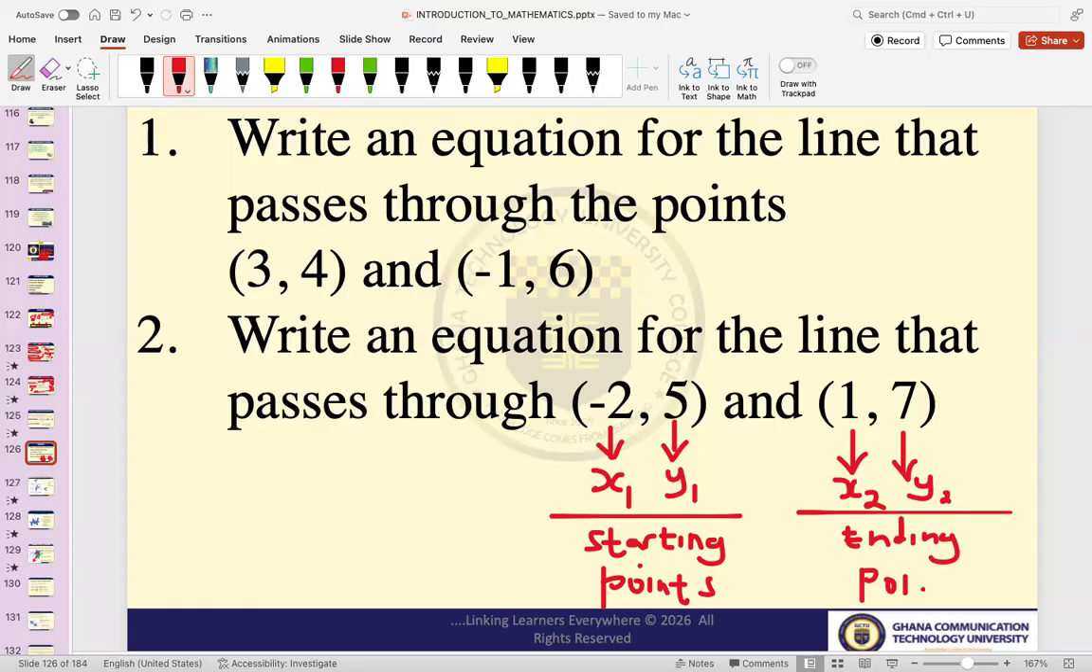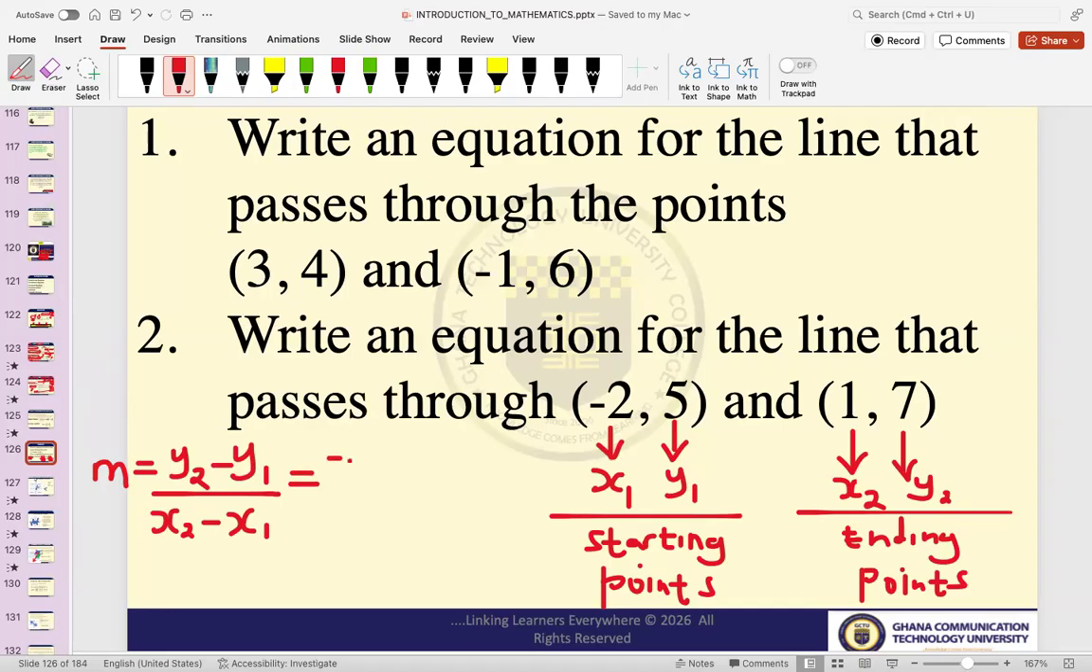So now that we have the starting point and the ending point, it will help us to find M, because the formula I wrote was the ending point of Y minus the starting point of Y divided by the ending point of X minus the starting point of X. This was the formula. So quickly, you look through your question and then you pick them.